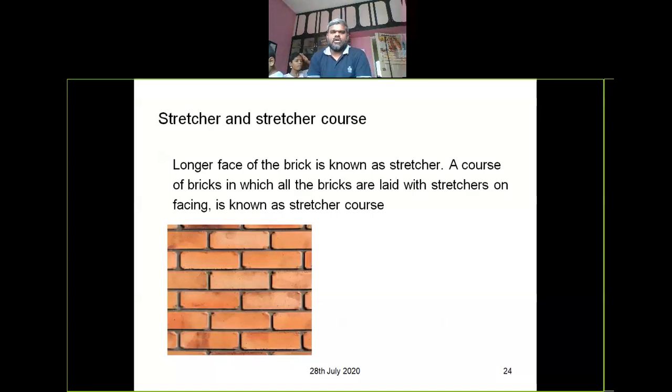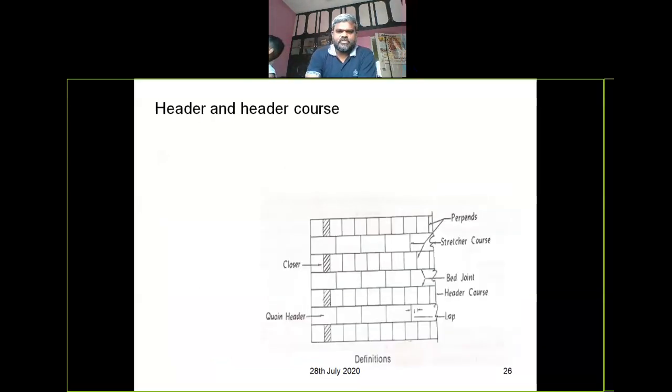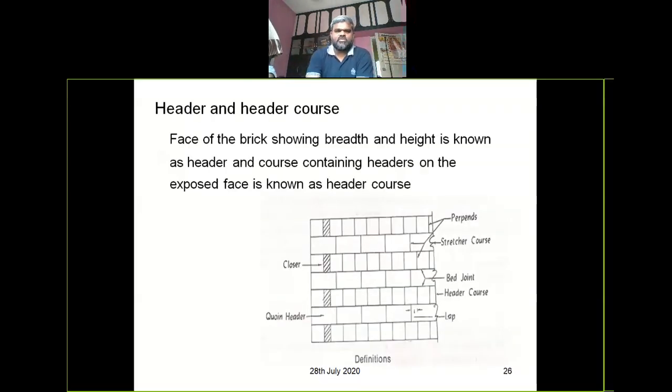The longer face of the brick is known as a stretcher. A course of bricks in which all the bricks are laid with stretchers showing on the face is known as a stretcher course. The face of the brick showing breadth and height is known as a header, and a course containing headers on the exposed face of the wall is known as a header course.